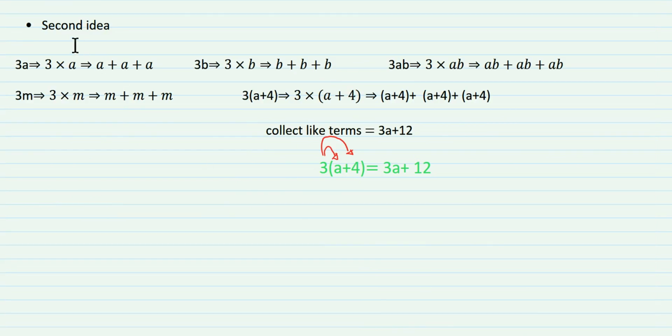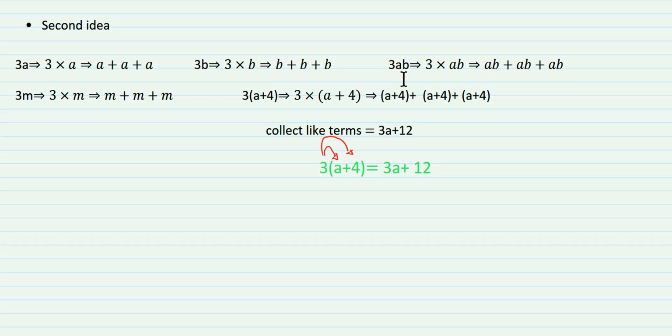Okay, so this is the second idea. 3a means 3 times a. This times symbol is hidden. What this actually means is times. And 3a means there are 3 a's, 1, 2, 3. 3b means 3 times b, which means there are 3 b's, 1, 2, 3.